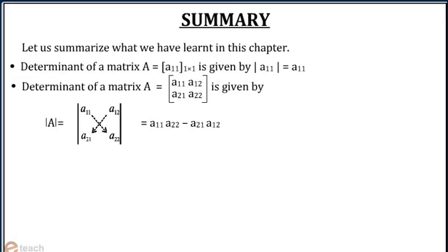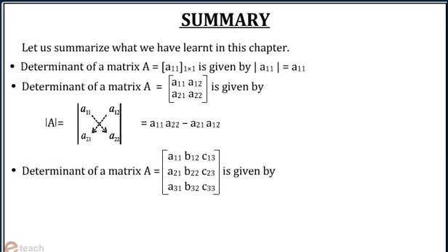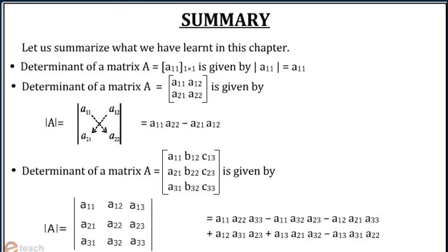Similarly, determinant of a matrix A of third order is given by |A| = a11 a22 a33 - a11 a32 a23 - a12 a21 a33 + a12 a31 a23 + a13 a21 a32 - a13 a31 a22.